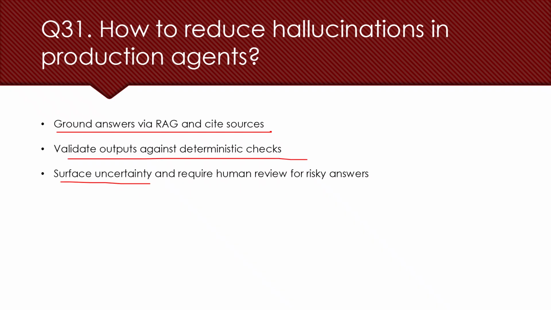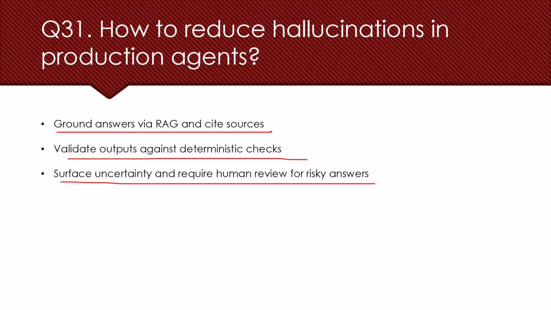Surface uncertainty and require human review for risky answers. So if there are any risky issues, we always have to get them tracked. We have to track hallucination rates and refine the retrieval and prompt patterns that most reduce those incidents. So that is also something we have to check.